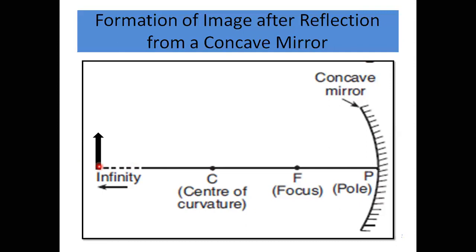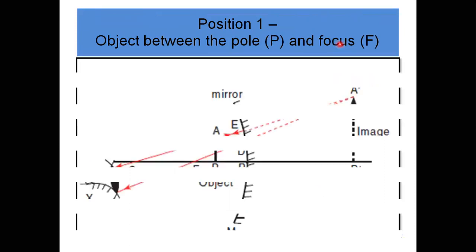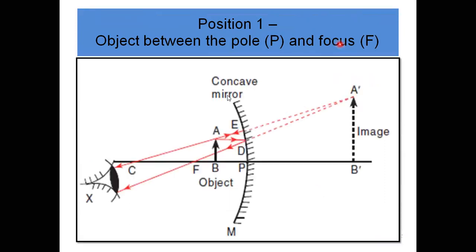Out of that, the first position was the object between the pole and focus. So what happens if the object is in between the pole and focus? Take a concave mirror with a principal axis, center of curvature, focus and pole, and the object AB in between the pole and focus. As we have already discussed, we need at least two rays of light to show an intersection. At the point of intersection, the image will be forming.